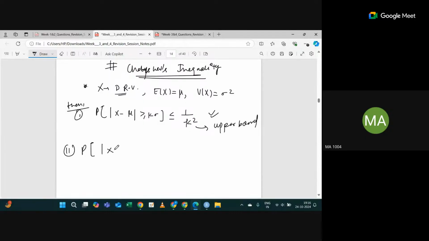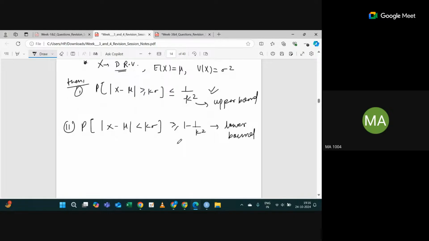Probability that |X minus mu| less than K sigma will be greater or equal to 1 minus 1 by K square. Again, do not worry about this formula if you are not able to recall. The only thing you should know is how to proceed. Formula will be given to you. So either one form, whether this form or this form.